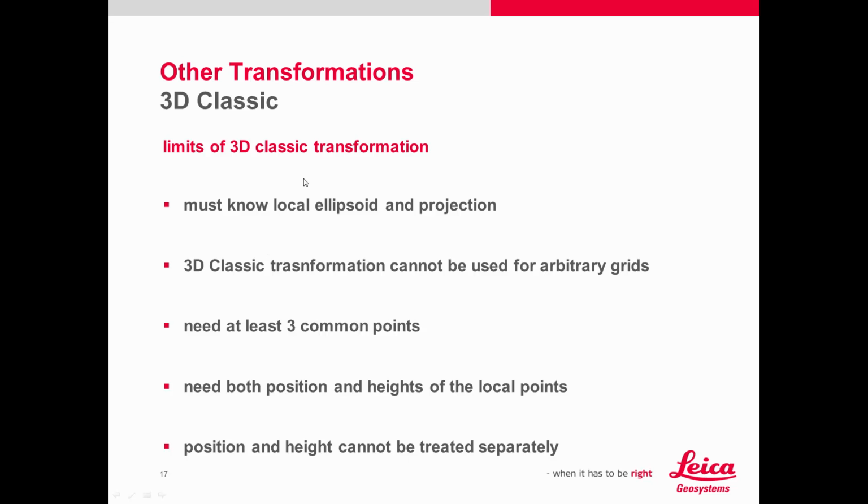So what is the limitation of the classical 3D? As we mentioned, we must know the local ellipsoid and projection. Actually, it cannot be used for an arbitrary grid. For example, if I have coordinates like 1000 and 1000, I cannot use a classical 3D transformation. It is not possible to use. It needs at least 3 common points known in position and height. Actually, position and height cannot be treated separately, so each point must have position and height.